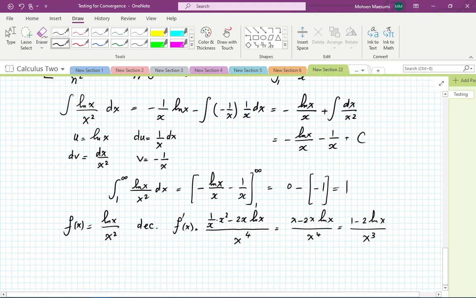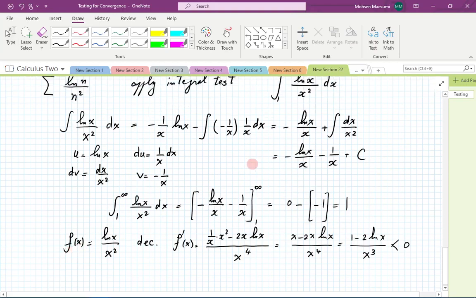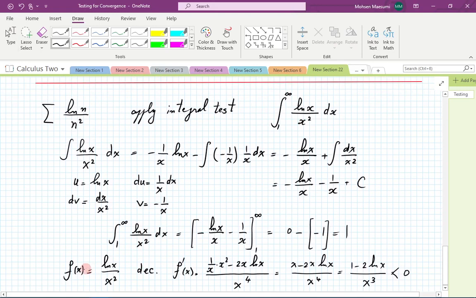Well, this thing obviously eventually becomes negative. At the beginning maybe it's positive for a short while, but as x gets larger, logarithm of x is going to become bigger than 1/2, and then that function becomes negative, and that tells me my f of x is decreasing, which tells me my test is a valid test. So this is an extra technical step to go through to make sure that your comparison is legitimate.